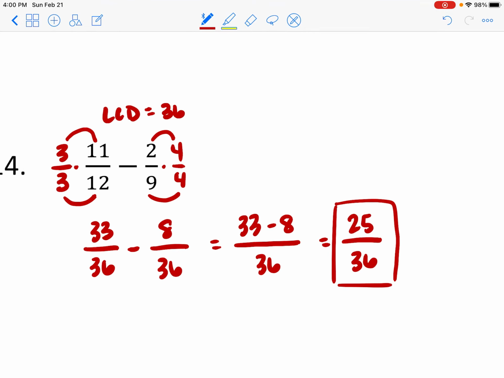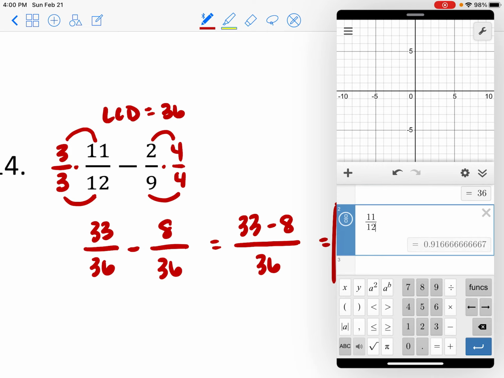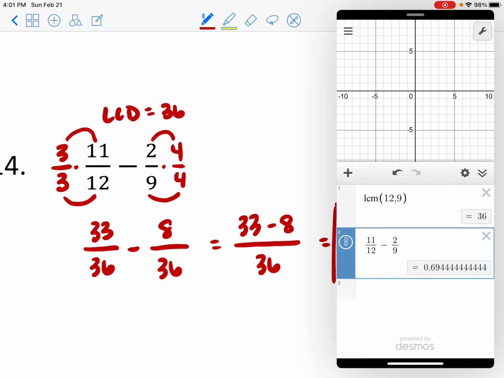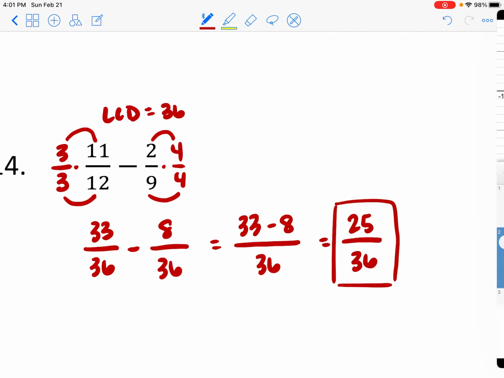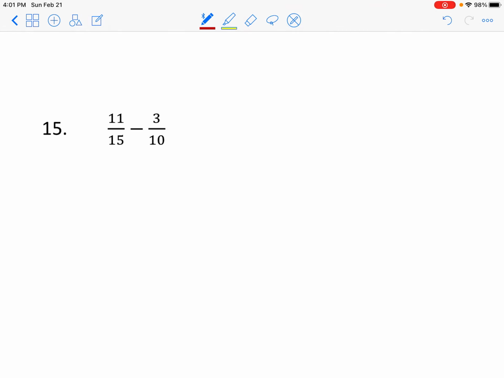And again, your calculator can confirm this. Even if you just wanted to do the least common multiple, remember your calculator will tell you the least common multiple for 12 and for 9 is 36, or it'll do the whole problem for you, right? 11 over 12, let's subtract 2 over 9 and convert that to a fraction, and there it is, the same answer that we just got. Okay? So this is good practice, but we have calculators that can help.